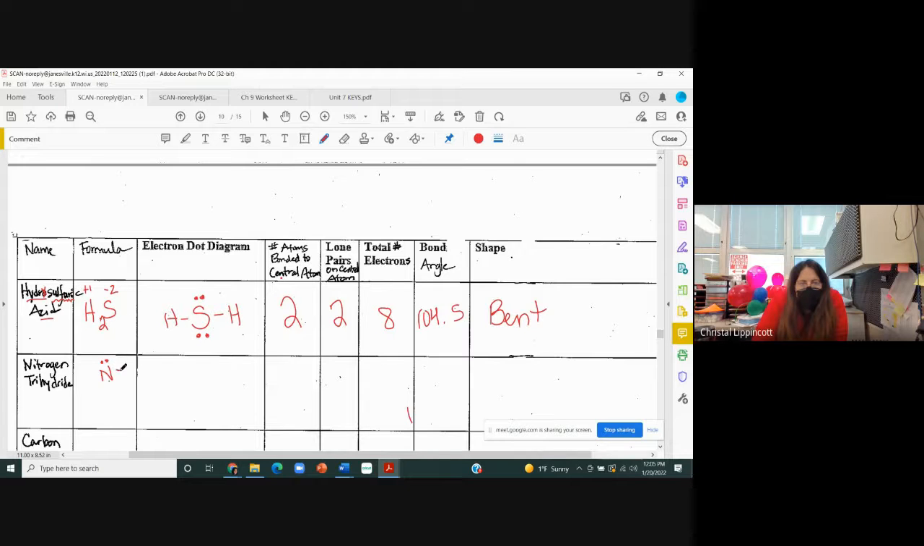All right, nitrogen trihydride is going to look like this guy. Oops, sorry. I got that in the wrong spot. All right, let's try that again. So this is going to be N. So that's my nitrogen. And then hydride means hydrogen. So that's my 3. So my nitrogen is going to be here, and I'm going to have my 3 hydrogens drawn outside.